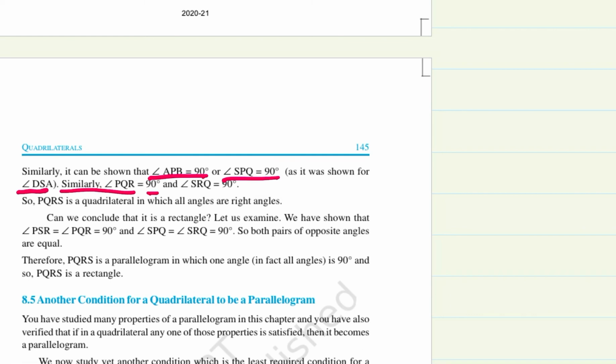Similarly, angle PQR is equal to 90 and angle SRQ is equal to 90. So PQRS is a quadrilateral in which the angles are right angles. We can conclude that it is a rectangle. Let us examine: we have shown that angle PSR plus angle PQR is equal to 90 and angle SPQ plus angle SRQ is 90. So both pairs of opposite angles are equal. Therefore, PQRS is a parallelogram in which all angles are 90, and PQRS is a rectangle according to the properties of a rectangle.